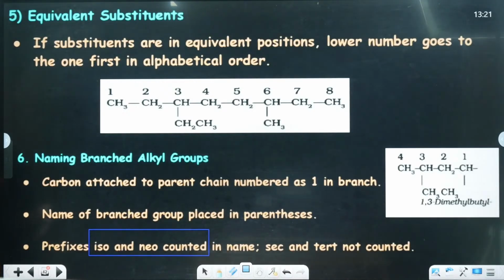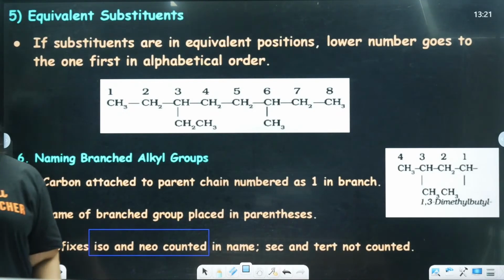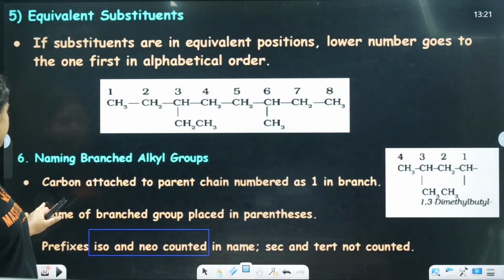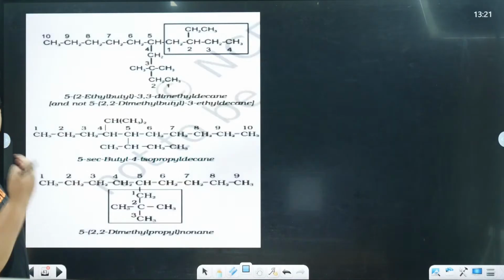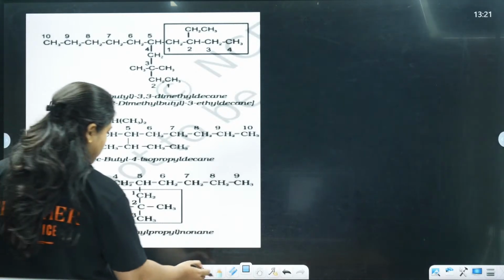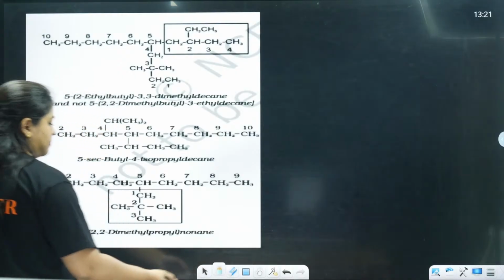Okay, next comes this. A few examples have also been given. Concentrate properly here, so that you can see how to apply the rules you have learnt.